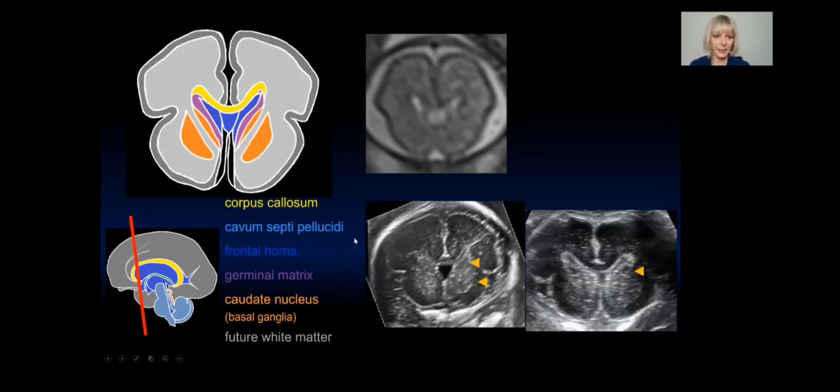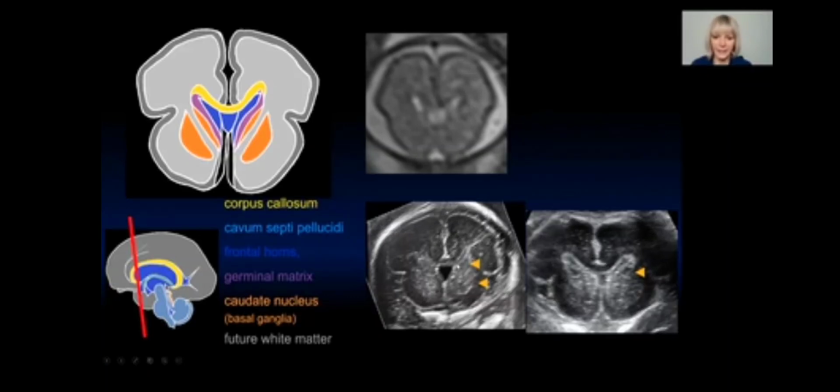Slightly more posteriorly, we do see the cavum, as well as frontal horns and corpus callosum. The echogenic structures here are the basal ganglia. These are normal. And we have the head of the caudate nucleus indenting the inferior aspect of the frontal horns, which gives them their typical shape.